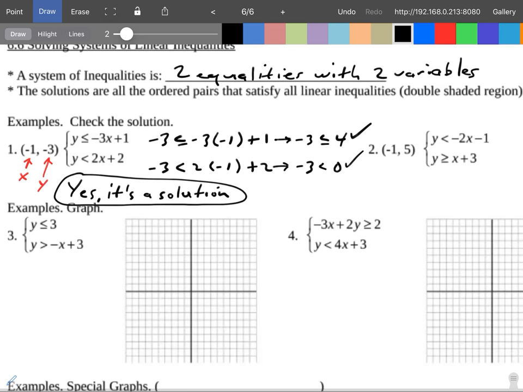All right. And I think we'll skip number 2 just to save some time. You do the same thing on number 2. You plug in the x and y into both inequalities. If it makes them both true, then it's a solution. If one of them's false or if they're both false, then it's not a solution.